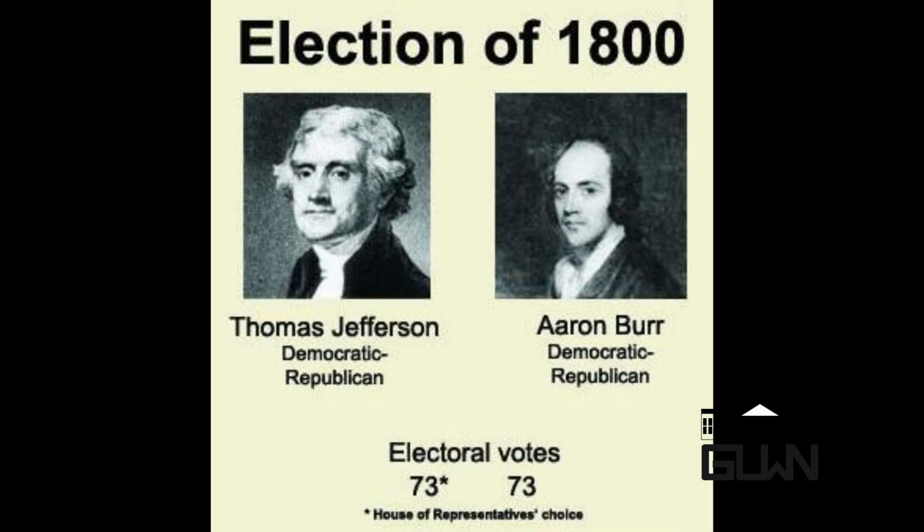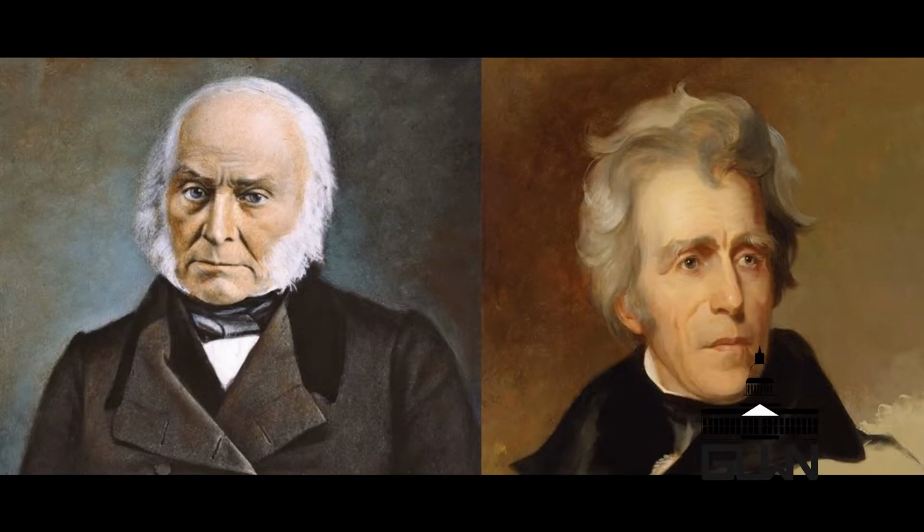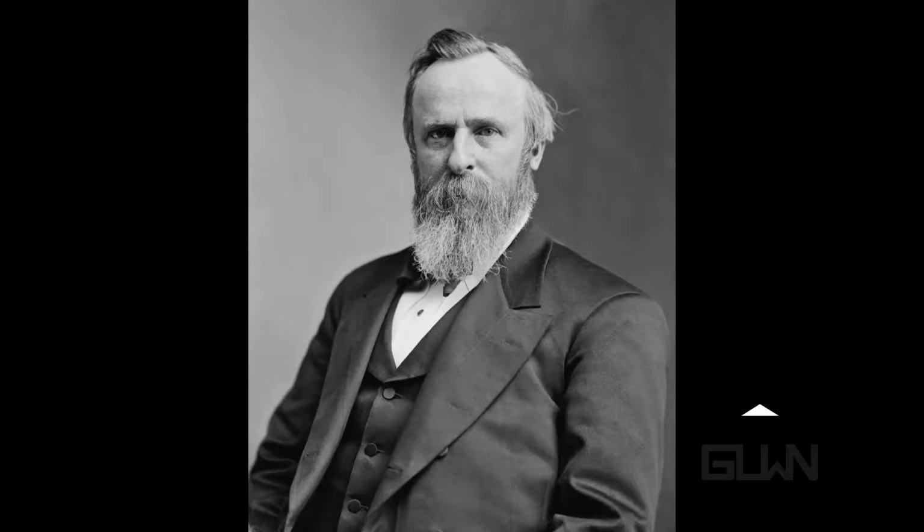In 1800, the House chose to elect Thomas Jefferson over Aaron Burr after taking 36 different votes. In 1824, John Quincy Adams was selected over Andrew Jackson. And finally, in 1876, the House declared that Rutherford B. Hayes was the winner of 3 states where the results had been contested.